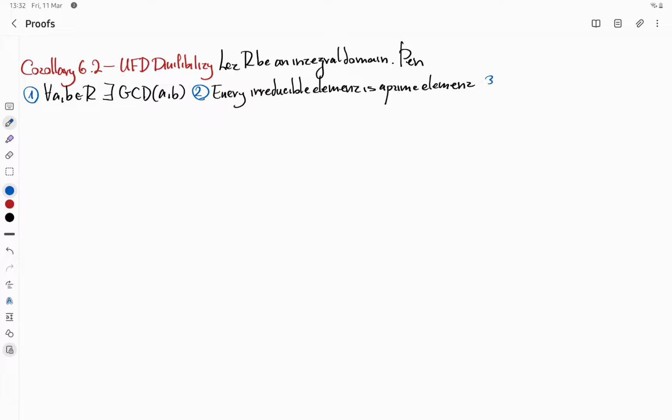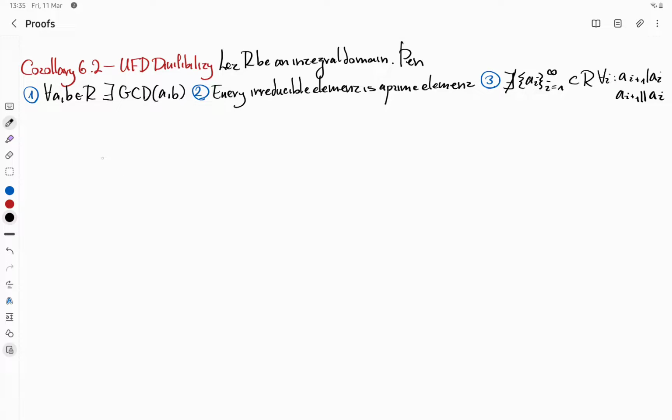And number 3, we have that there doesn't exist an infinite sequence of elements from the underlying set, such that for every i, the element a_{i+1} divides the element a_i, and such that a_{i+1} is not associated with a_i, meaning you cannot obtain it by multiplying it by an invertible element.